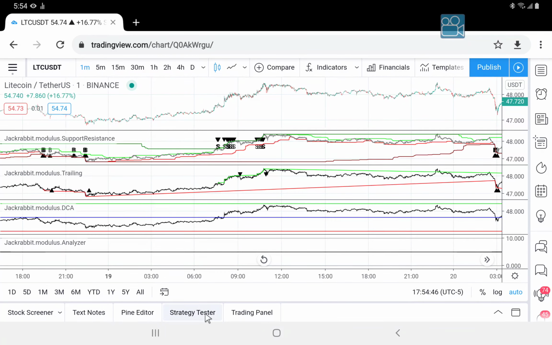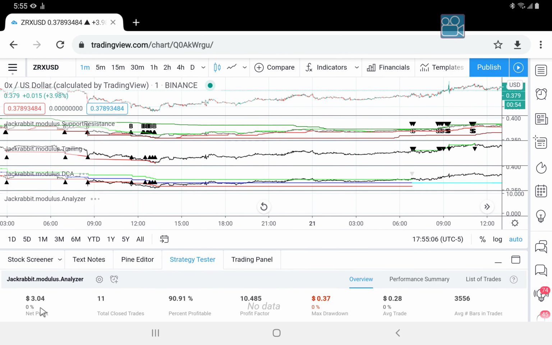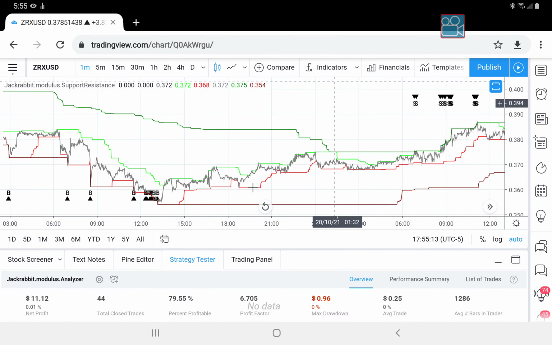Let's see what the strategy editor says. So for a 1 minute time frame, it'll make $3. Now OTC is not always a good coin to work with. So let's see if we can find ZRX, again, a very profitable coin. Let's zoom this in. You can easily see the accumulation and the selling points. Quite reasonable.